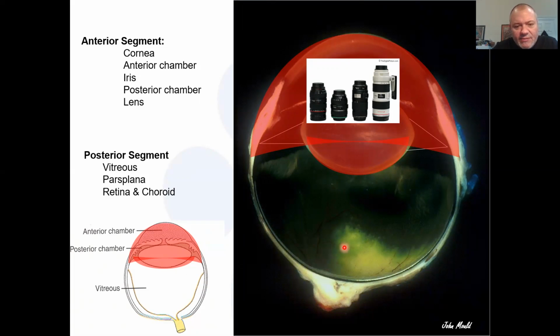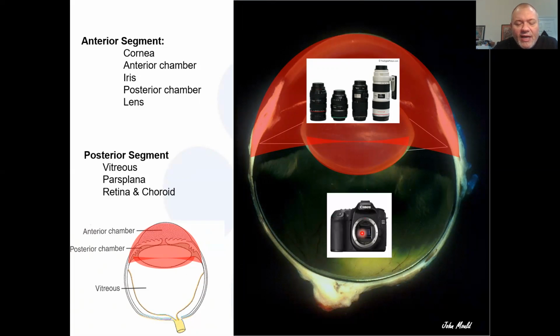So the posterior segment is this back part of the eye, and that's analogous to the functional part of the camera, the camera chip or the film itself. And then all the information gathered by the retina is turned into an electrical signal, and that's transmitted by the ganglion cells which are in the inner retina, and then they conglomerate to form the optic nerve and go off to our visual cortex. And this is analogous to the USB cable we might plug our camera into a computer to transfer the images.